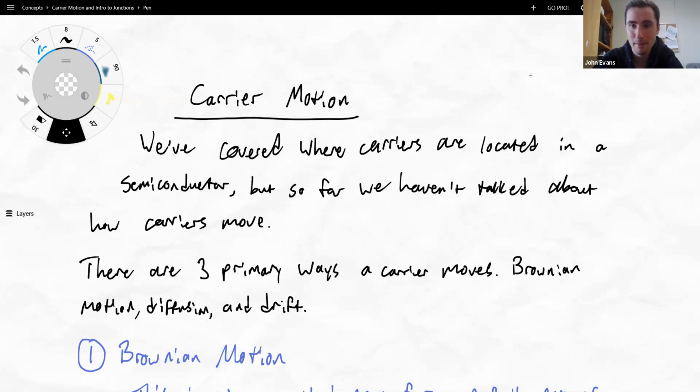So there are three main ways that a carrier is going to move. There's Brownian motion, diffusion, and drift. Now, hopefully you've covered some of these in some capacity in some of your previous classes. If not, that's okay. We aren't going to get super deep into the math for most of these. The concepts should do just fine. So we'll start with Brownian motion.